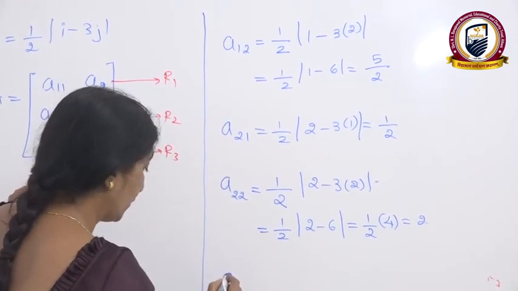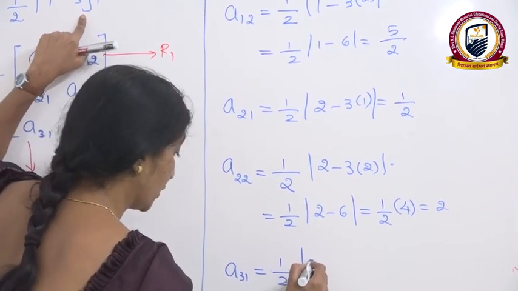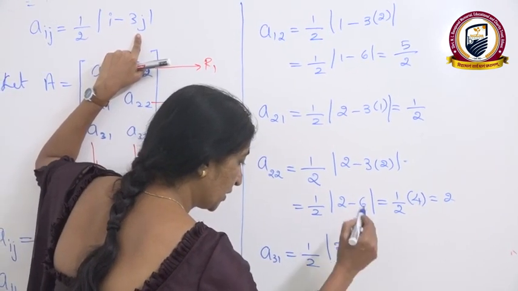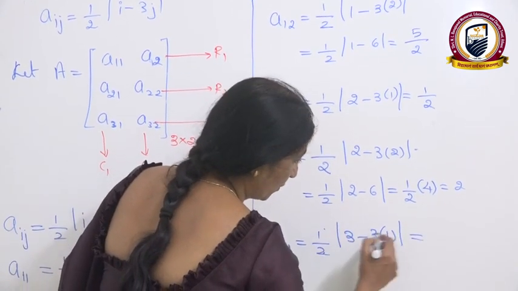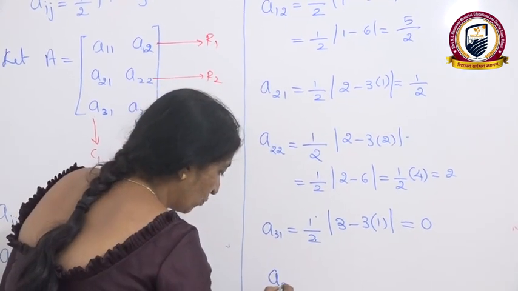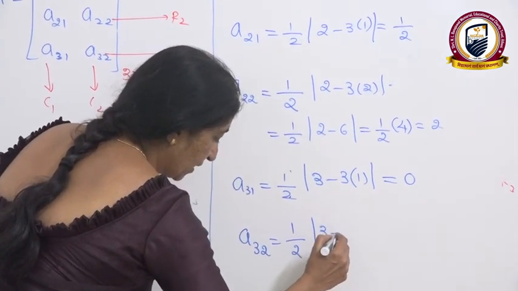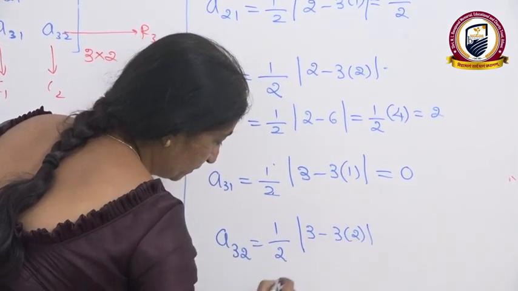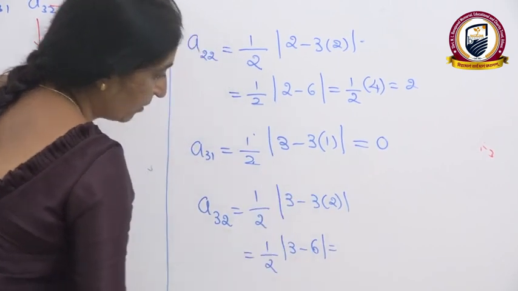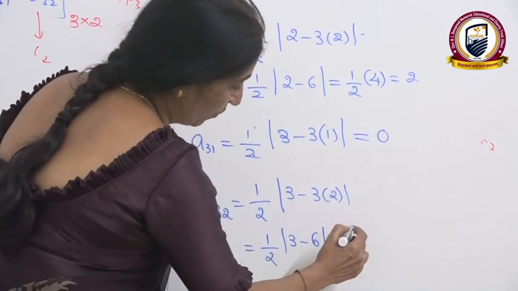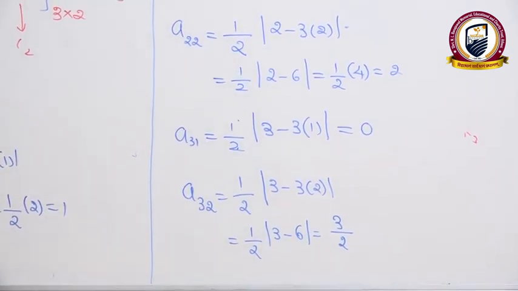Next, A31, 1 by 2. It is i minus 3j. i is 3, minus 3j, j is 1. Then tell me students, what is 3 minus 3? 0. 1 by 2 into 0 is 0. Then we are moving to the next one. A32, 1 by 2, i is replaced by 3, j is replaced by 2. It is 1 by 2, 3 minus 6. What is 3 minus 6? Minus 3, but modulus gives you a positive value. So what is the answer? 3 by 2.